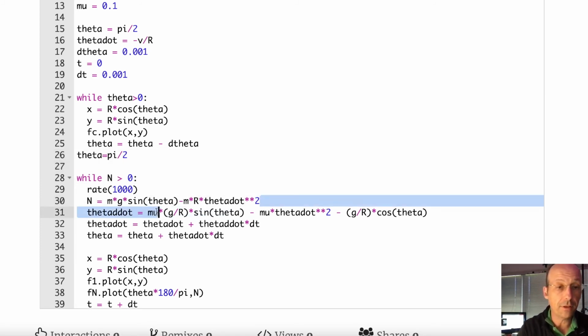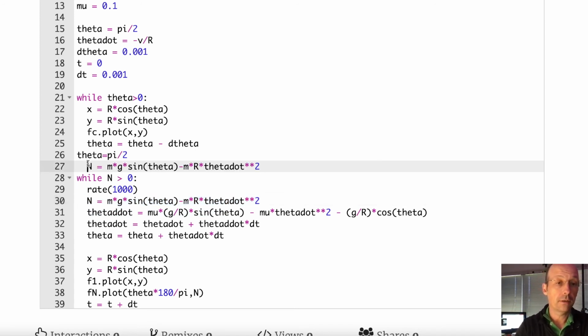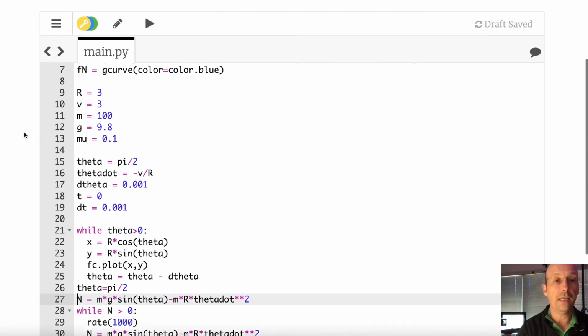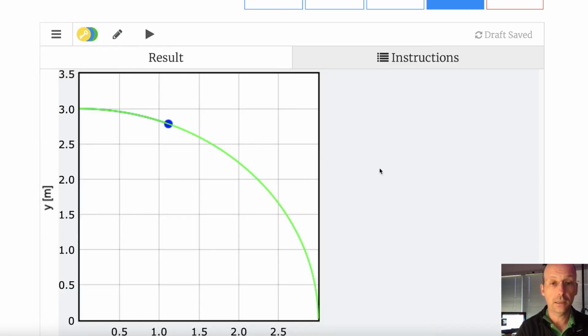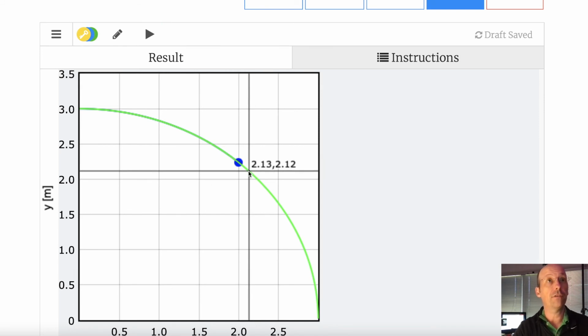So I'm just going to copy this, and let's just calculate it first up here. And then when I do calculate, it's going to change. So I'm doing while theta is greater than 0. This should run and stop when it leaves the surface. Let's just see if that does indeed do that. Yeah, so that's where it left the surface.